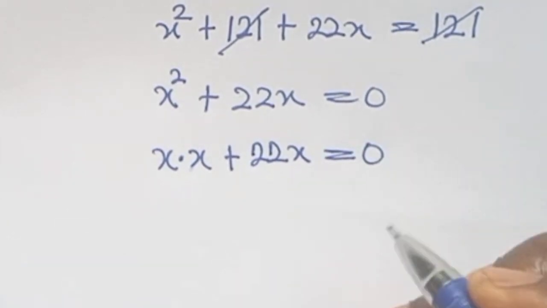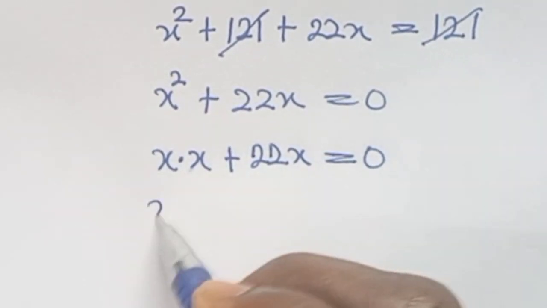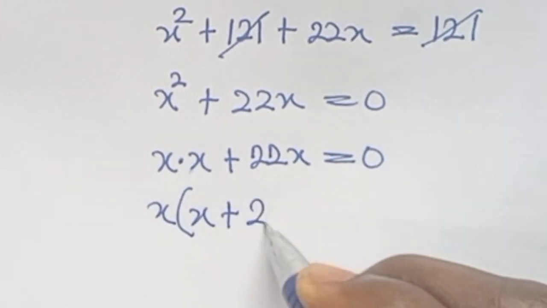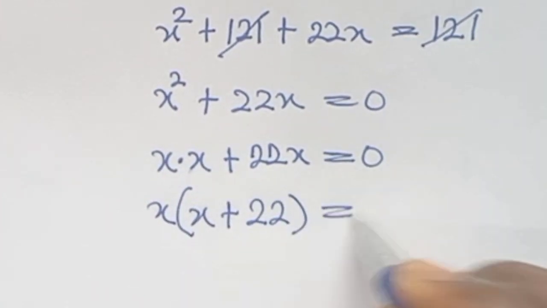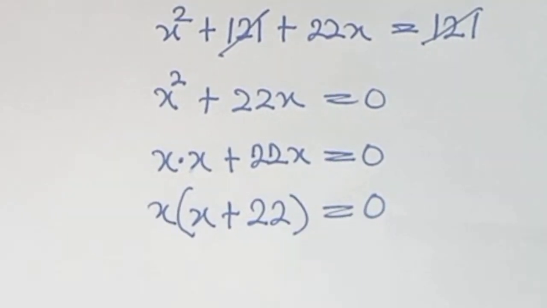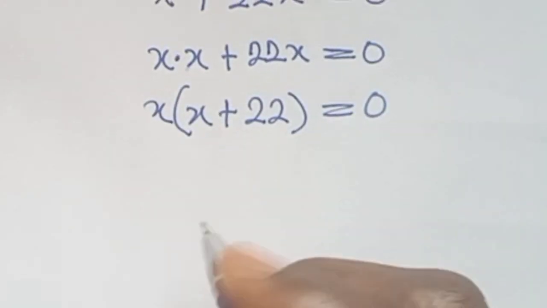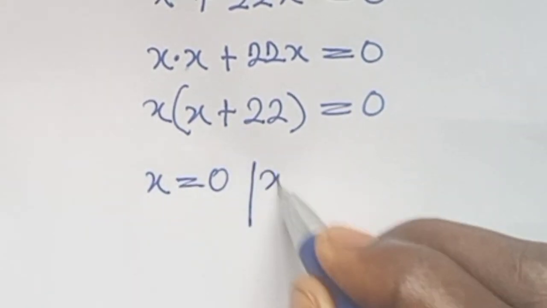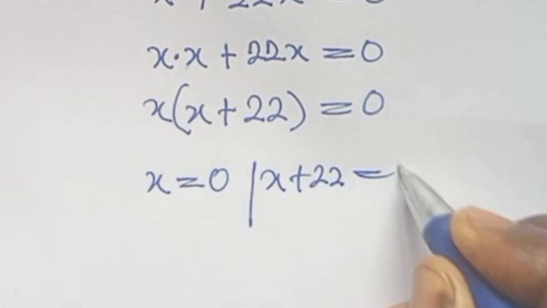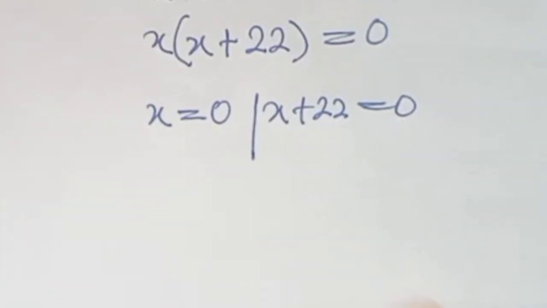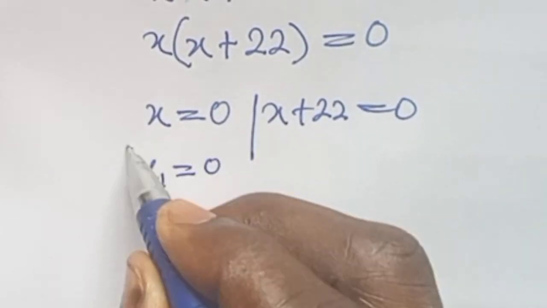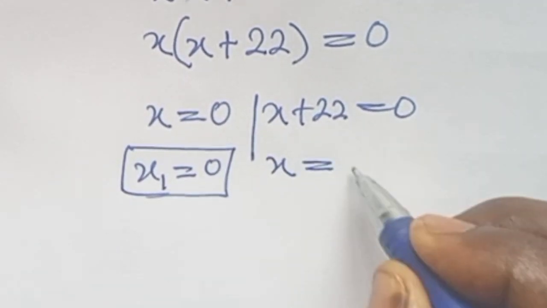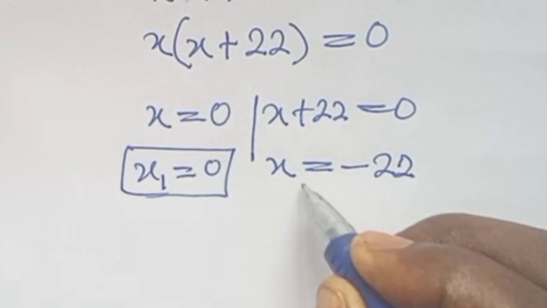This equals 0, and what is common here is x. If we factor out x, open a bracket, what is left would be x plus 22. If we close this bracket, everything equals 0. So from here we can say x = 0, or x + 22 = 0. So x1 here is equal to 0, and from here x will be equal to minus 22. That's x2.